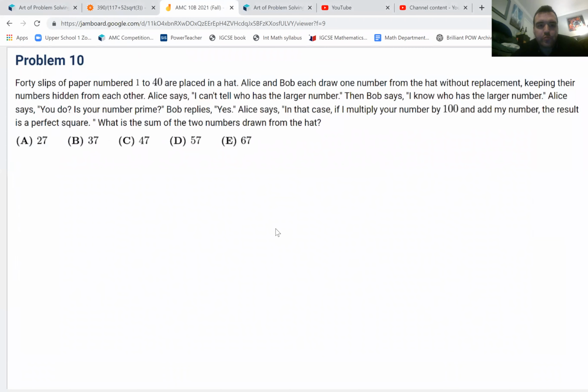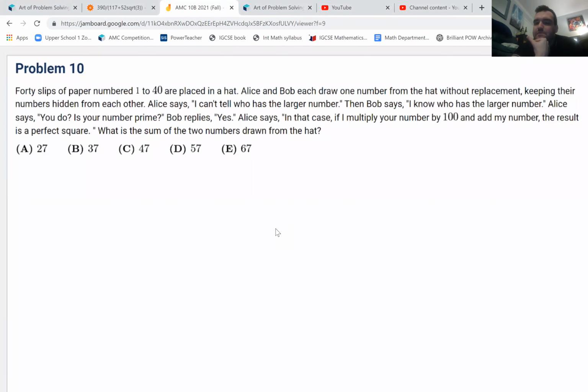40 slips of paper numbered 1 to 40 are placed in a hat. Alice and Bob each draw one number from the hat without replacement. Keeping their numbers hidden from each other, Alice says, I can't tell who has the larger number. Then Bob says, I know who has the larger number. Alice says, you do? Is your number prime? Bob replies, yes. Alice says, in that case, if I multiply your number by 100 and add my number, the result is a perfect square. What is the sum of the two numbers drawn from the hat?